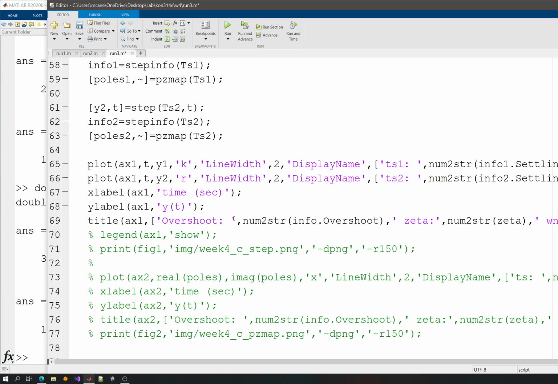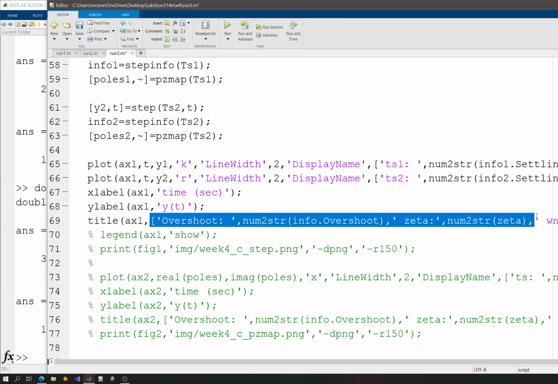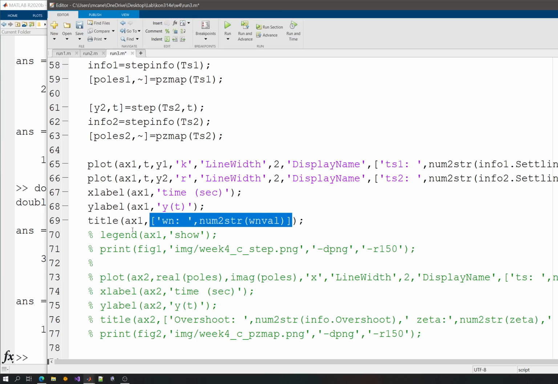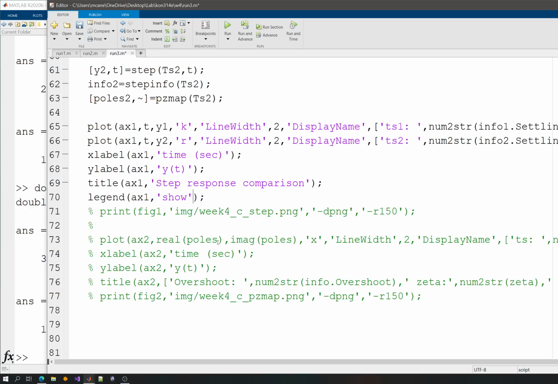Overshoot values, well, I'm not really interested in that. Let's get rid of omega and then zeta. Instead of the solutions, well, I don't need anything here. I decided to just give it a step response comparison. And that's it. And I can show the legend. I don't want to do anything like that.